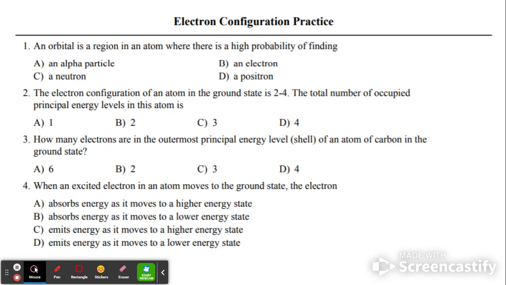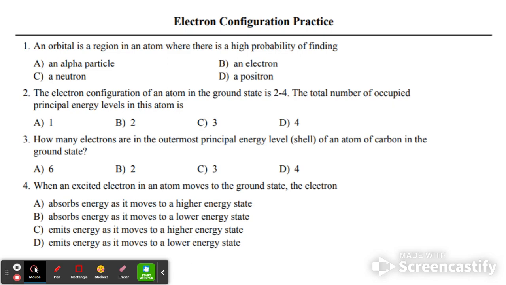Electron configuration practice. Question 1. An orbital is a region in an atom where there is a high probability of finding an electron. The answer for question 1 is B. Question 2. The electron configuration of an atom in the ground state is 2,4. The number of occupied PELs in this atom is B, 2. There are 2 PELs in this depiction. Question 3. How many electrons are in the outermost PEL of an atom of carbon in the ground state?